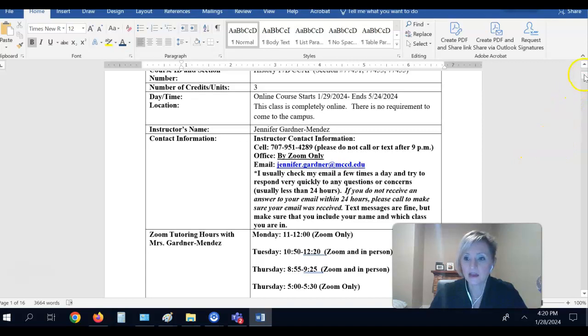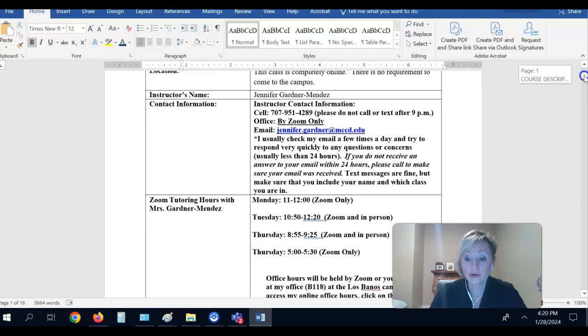And then underneath that, you'll see my tutoring / office hours. The term office hours always throws students for a loop. They think that's when we're in our office working. That's not what it means. It's the hours that we have to be available for students.